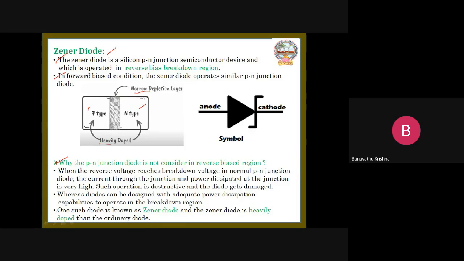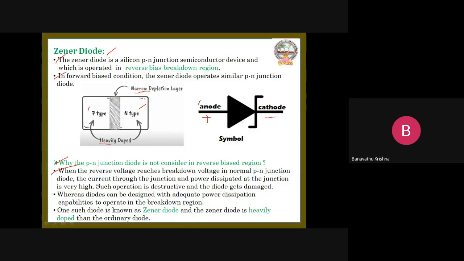Okay, here this is the symbol of the Zener diode. Here it is the anode, nothing but the positive terminal, and this is the cathode, the negative terminal. Okay, so let us observe this point here. First point: when the reverse voltage reaches breakdown voltage in a normal PN junction diode, the current through the junction and power dissipated at the junction is very high. Such operation is destructive and the diode gets damaged.